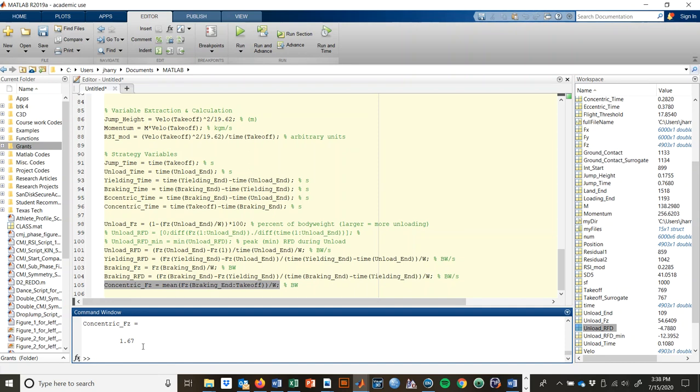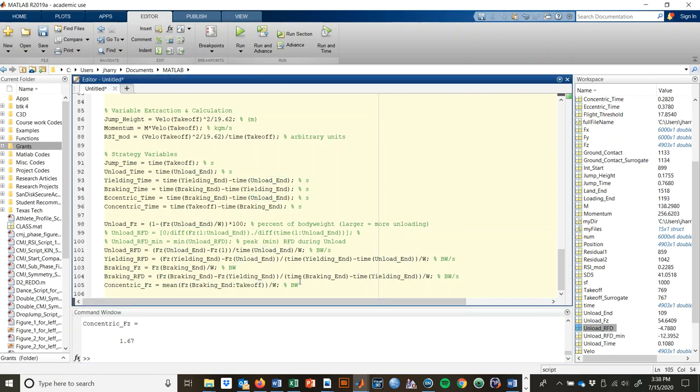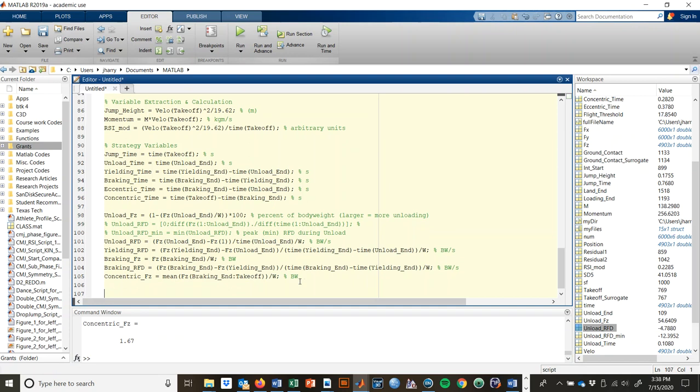And we see an average of 1.67 body weights of force during that concentric phase. Other concentric variables you may look at, like I've said before, might be peak power or other strategy variables that could be useful. So let's do some kinematic strategy variables.